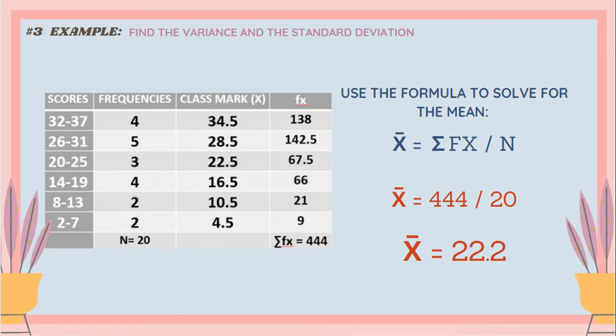So after finding the summation of fx, we are now going to solve for the mean. So again, you just need to substitute your answers to the given formula for the mean. So the summation of fx will be 444 and then divided by 20, which is the summation of frequencies. So 444 divided by 20 is equal to 22.2. So 22.2 will be our mean for this data.